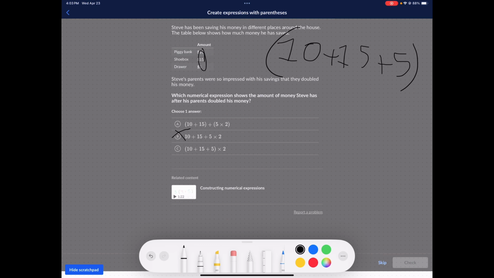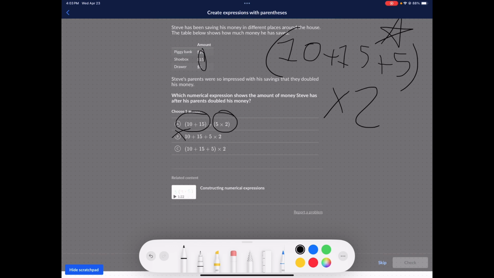And now they double his money. So what does this mean? We're multiplying by 2. Good. So this is our equation right here. Let's go ahead and find the equation that is equivalent to our answer. Choice A, 10 plus 15 plus 5 times 2. So this is just saying what I said is not the answer, but in a different way. It's adding parentheses here and adding parentheses here.